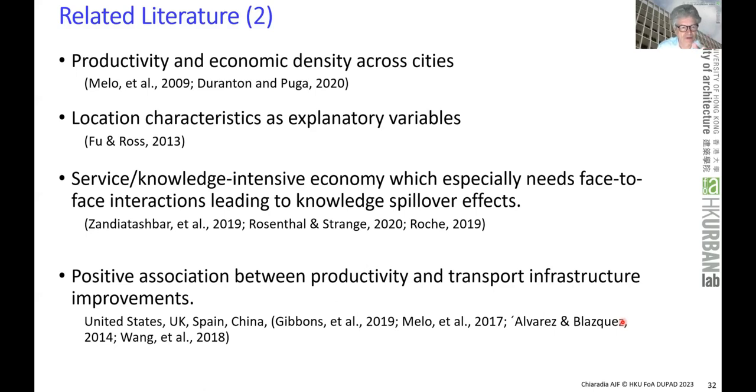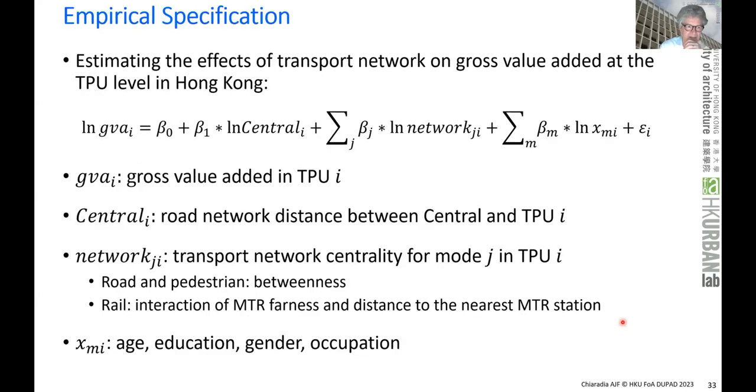This is a simple point: in a service and knowledge economy, the need for face-to-face interaction, leading to knowledge spillover, is, I would say, starting to be relatively well mapped in the literature, but it's not very well integrated in empirical analysis. And that's what we try to do with having a pedestrian network in the model. So this is a translog function.